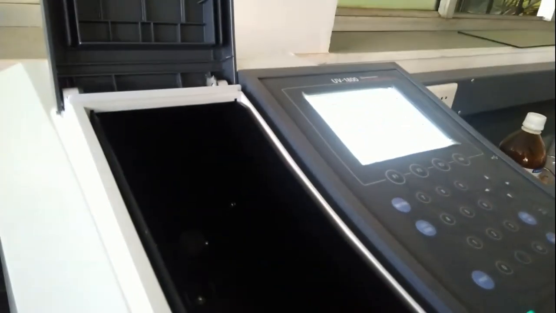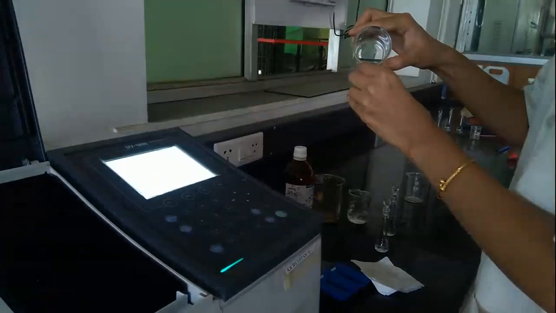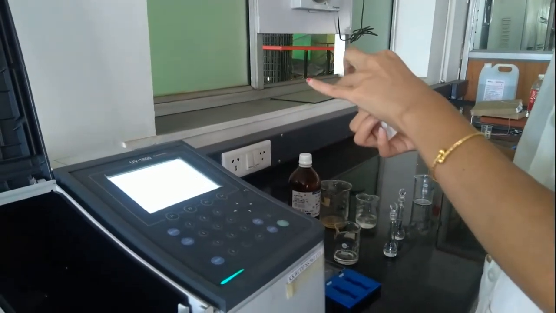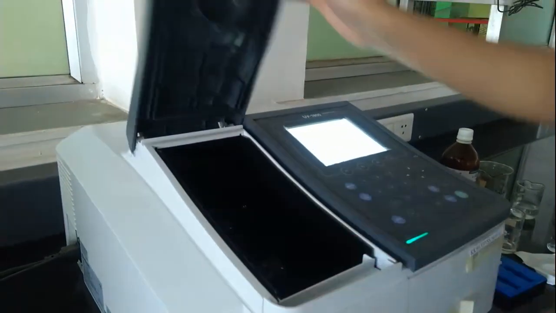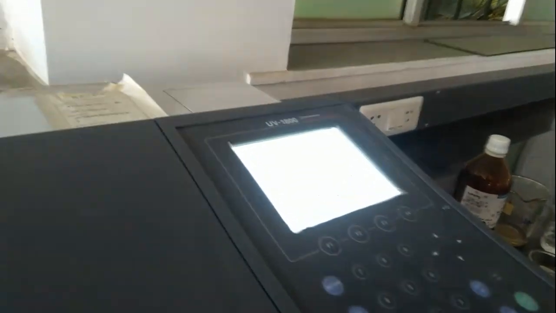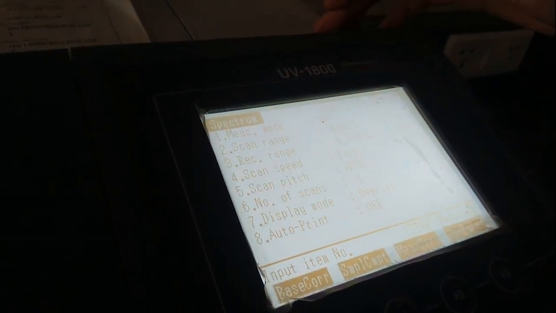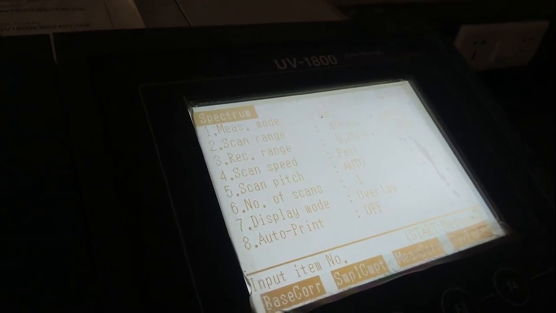Again I will take the second cuvette, rinse it with octanol. Fill the cuvette, you can fill up to 70%. Wipe it out carefully. Again place it in here. Now as I have told, we are going to use the spectrum mode. So now here you can see measurement mode is absorbance. Scanning range is 400 to 200 nanometer.